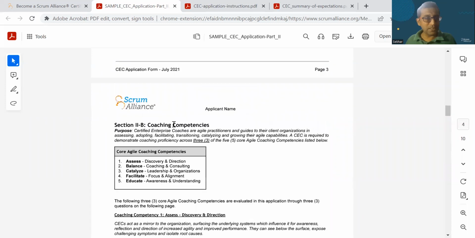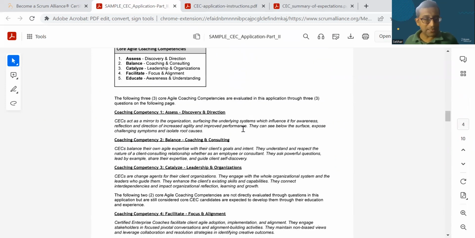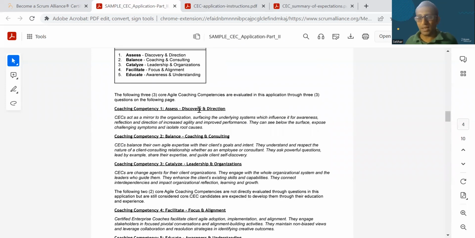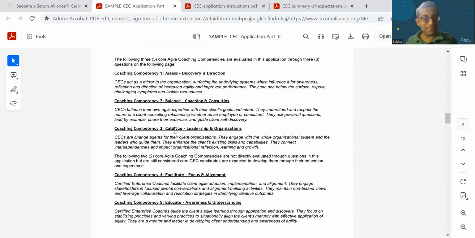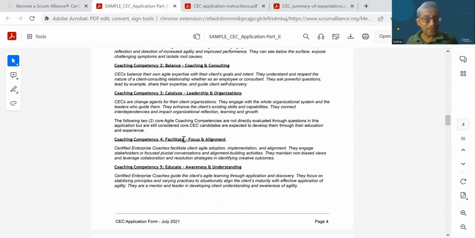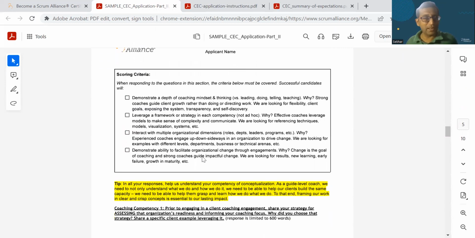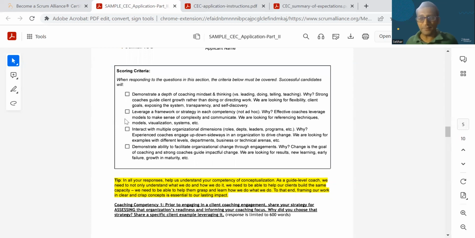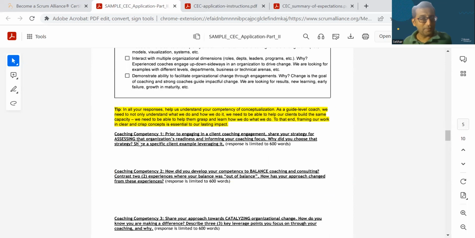So the next one is coaching competencies. Competency 1: assessing, balancing between coaching and consulting, catalyzing, facilitating, focusing on alignment, educating, awareness, and understanding. So this is the coaching criteria, the scoring criteria on which we score applicants. And then there are 3 questions.